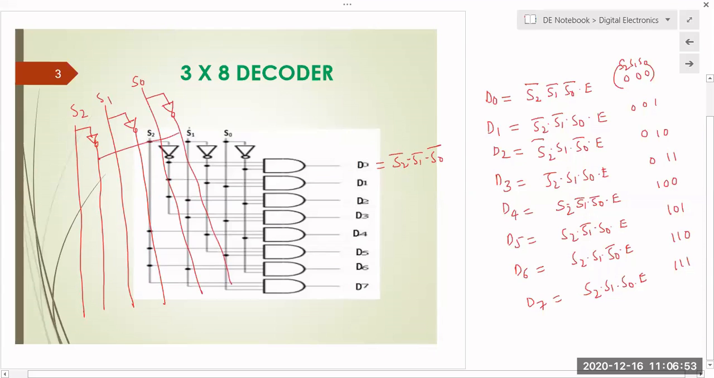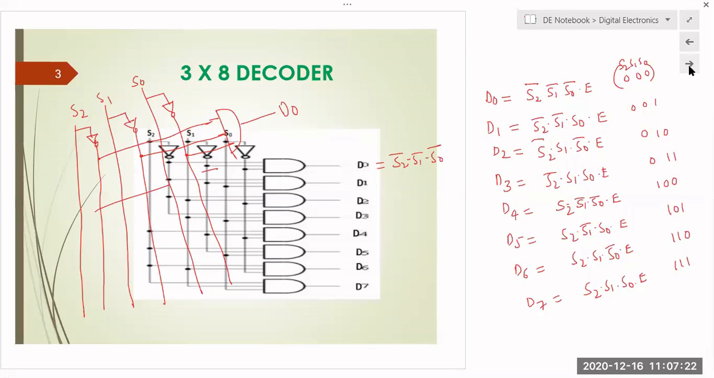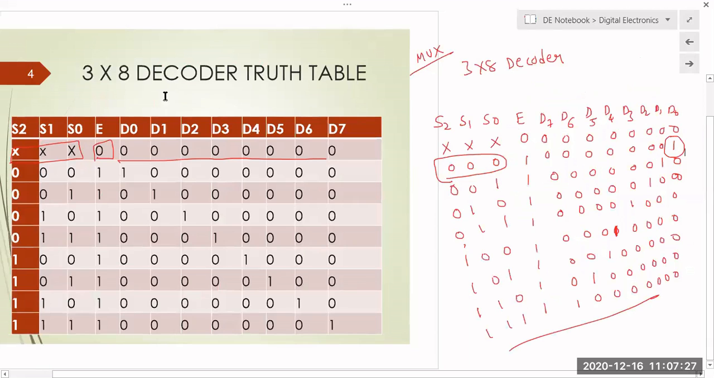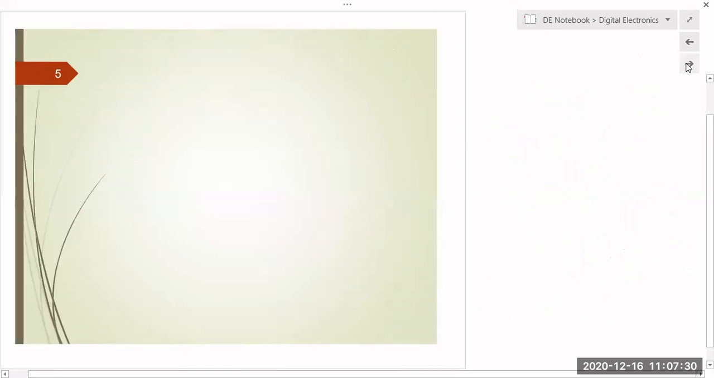If I connect this S2 prime, this S1 prime and this S0 prime, and connect these three to an AND gate, what is the output? D0. Very good. So in the same manner, you already have these expressions, so you can directly draw the circuit. Hope that is clear, right? This is your 3 to 8 decoder.